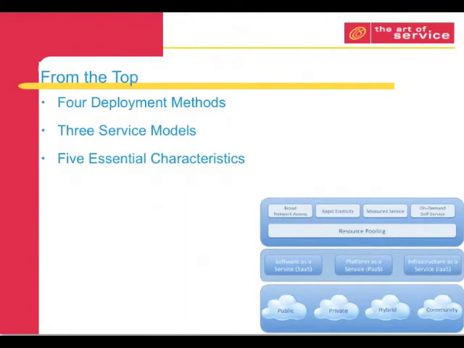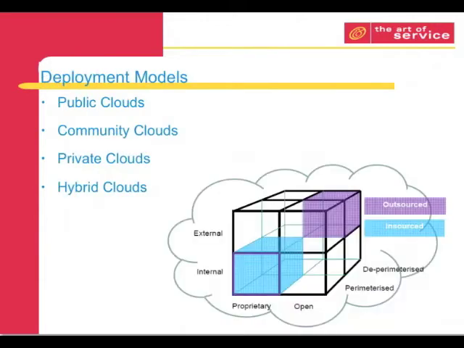So if we take it from the top, there are four deployment methods. Generically, I mean, there's a little bit more, but because they're all mixed together, basically there's the public cloud, private cloud, a hybrid between the two, and there's a community cloud. So that's where all your crowdsourcing and stuff comes in. The three service models are software as a service, platform as a service, and infrastructure as a service. And then each of those service provisions have essential characteristics.